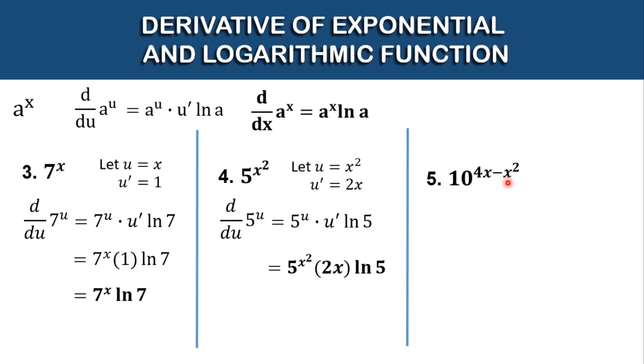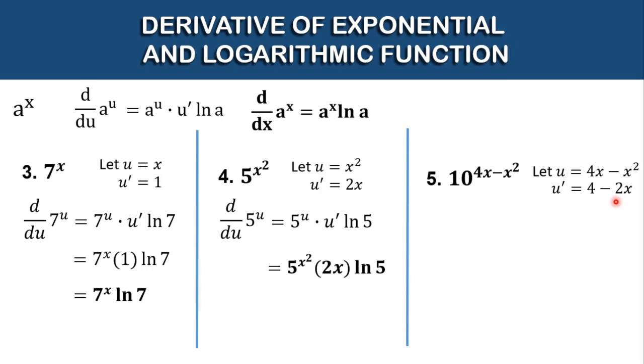So kagaya lang ng ginawa natin sa number 3 at number 4 natin, maglet muna tayo ng u. So ang magiging value ng u natin dito ay yung kung ano yung exponent ng ating a. A is equal to 10 and this is our u. Then let's find the derivative of this. The derivative of 4x is 4. And the derivative of x squared is 2x. So we have u prime is equal to 4 minus 2x.